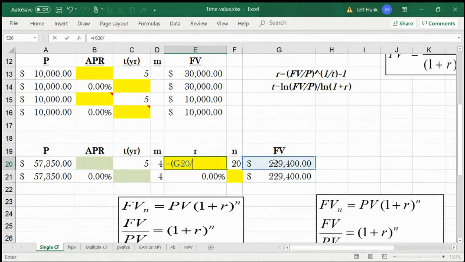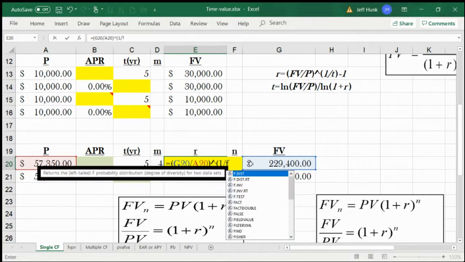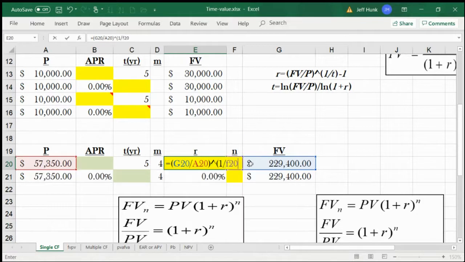FV over PV, raised to 1 over n. n is in F20, and you cannot click it in because the formula is covering that cell. Then in that case, what do you do? Well, you'll have to manually type it in, F20, right? What I'm saying is manually typing in that cell number, not the value of n.